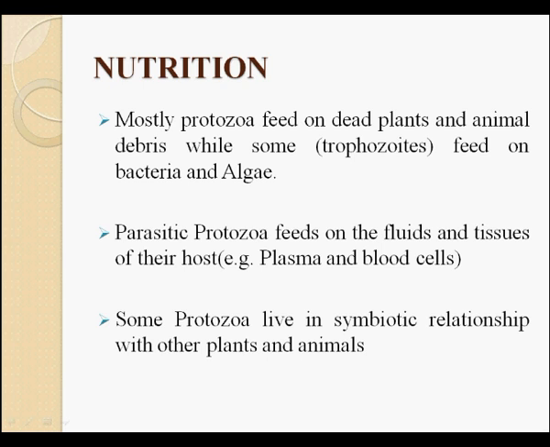Some protozoa live in symbiotic relationship with other plants and animals. The symbiotic relationship basically helps both the animals which are in the relationship so that they can benefit from each other. The symbiotic relationship can be of various types like commensalism, so that they share the same food.